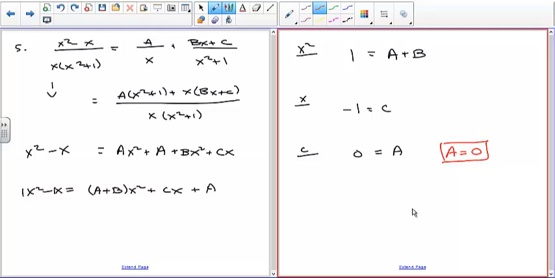Which bothers me, because then we don't have that term. So what does that mean? It might mean I did something wrong.